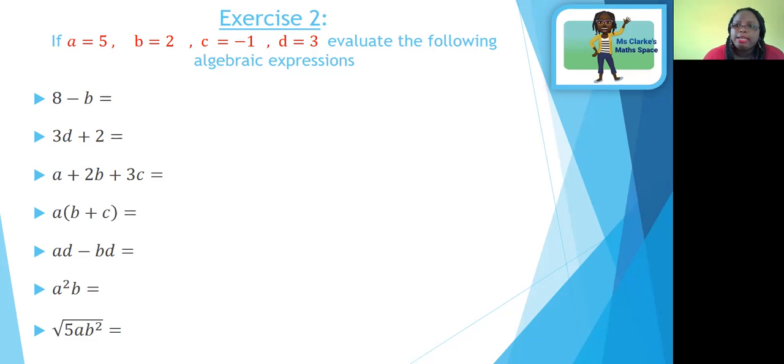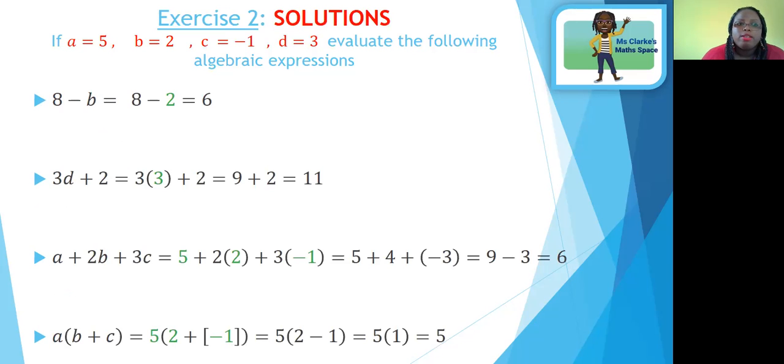So thank you for taking time to pause the video so that you could have done this exercise for yourself. And now we want to go through the solutions of each one of these algebraic expressions in terms of evaluating them. The A equal to 5, B equal to 2, C equal to -1, and D equal to 3. The first one, we have 8, take away B. The value of B is 2. So wherever we see B, replace it with 2. So it becomes 8 minus 2, which is 6.